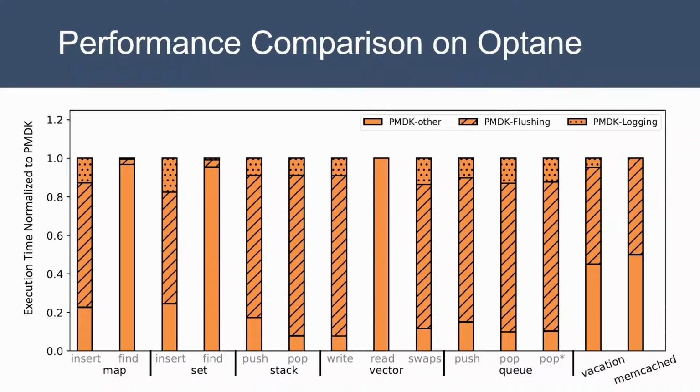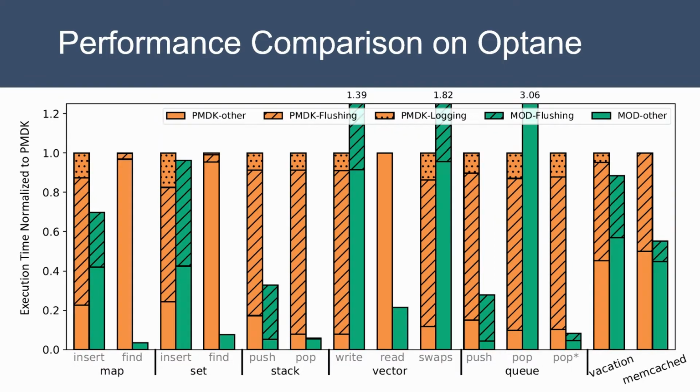So again, this is the same graph as before. I've just changed the colors to make it homogeneous. And I've added a new bar now here, which is the performance of our MOD data structures. On the y-axis, we have execution time, so lower is better.